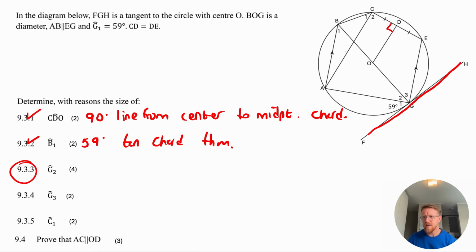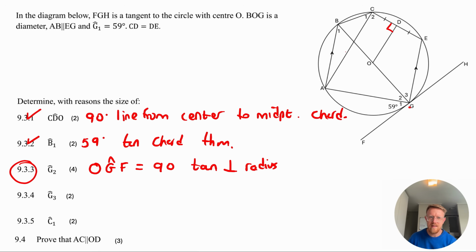So let's start there. We can say that angle OGF, okay, that's maybe why it's 4 marks, because we first have to say this. OGF is 90 degrees, and that's because we have a tan perpendicular to a radius. Okay, so that's 90. So then we can then just say that therefore G2 would then just be 90 minus 59, which is 31 degrees.